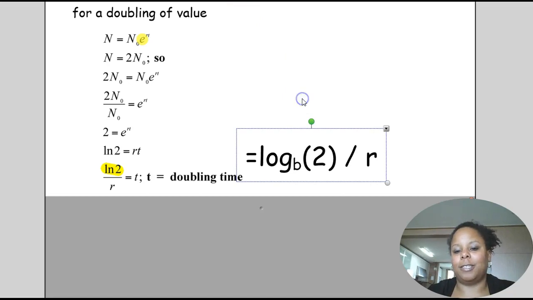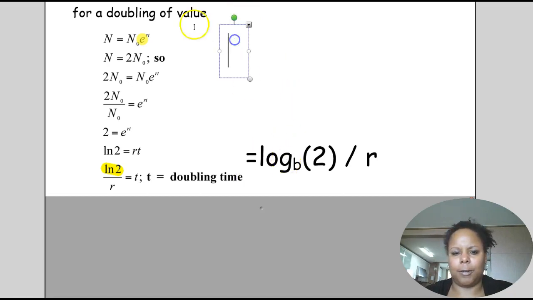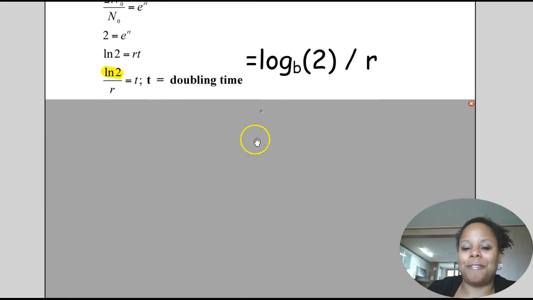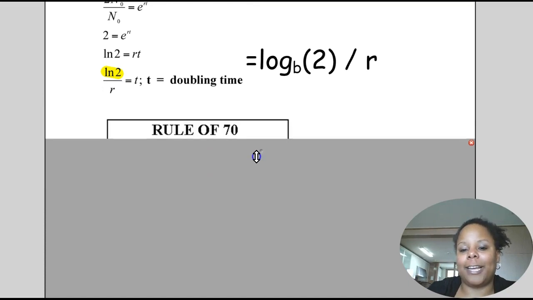Okay, to figure out the doubling time. All right, any questions? Well, I won't be able to hear them, so let's move on. Now, what if I don't have an exponential growth?